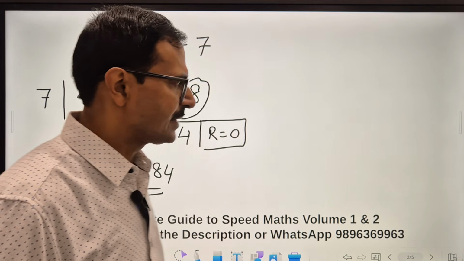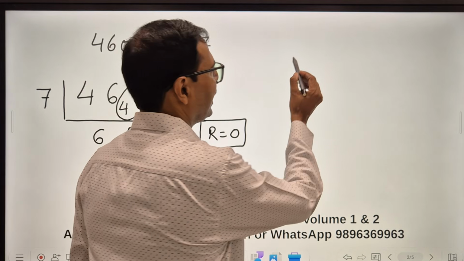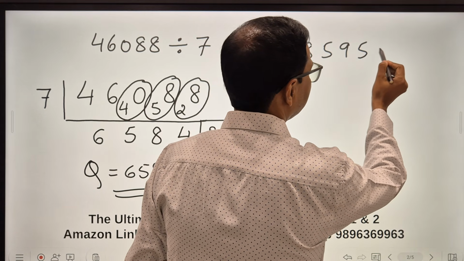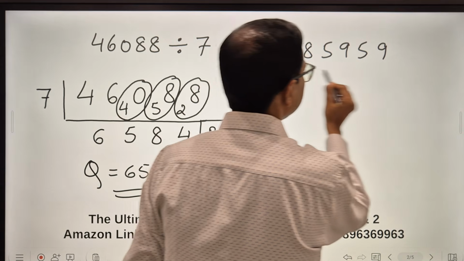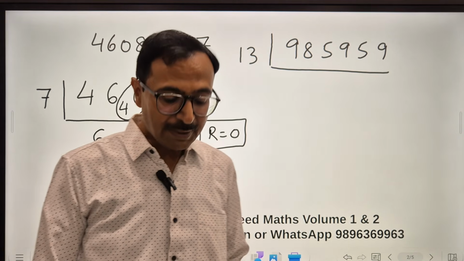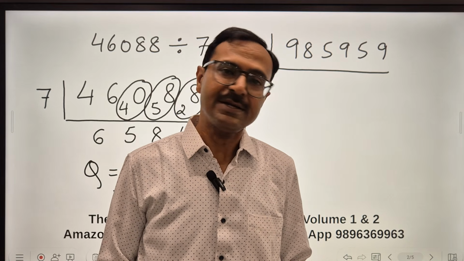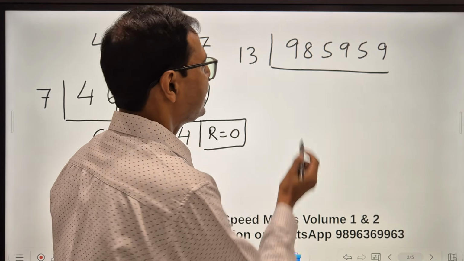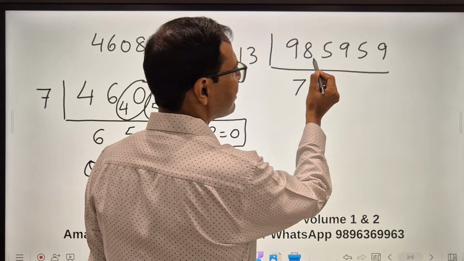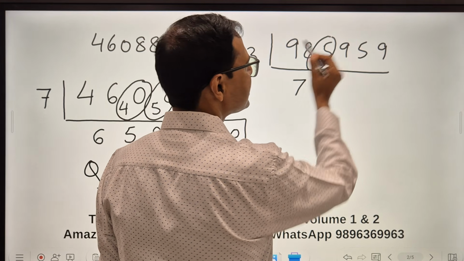I'll take more examples. Suppose I have 985959, and I have to divide this by 13. Now the 13 times table again is a difficult task, but if you know the 13 times table, it is going to work for you. 13 7s are 91, 98 minus 91 is 7, so I'll write a 7 here. This becomes 75.